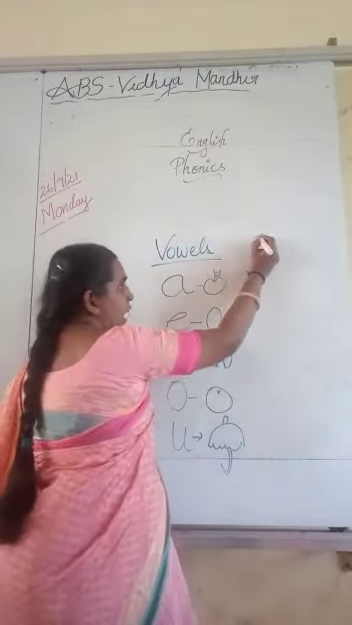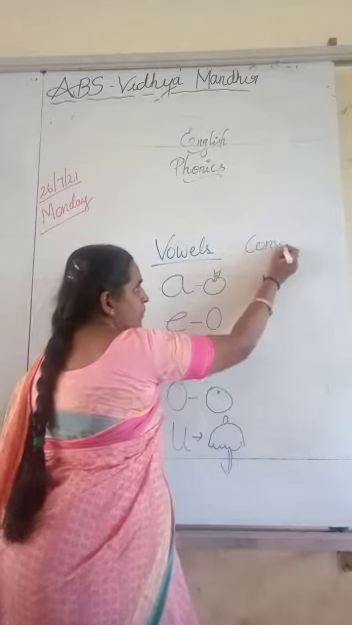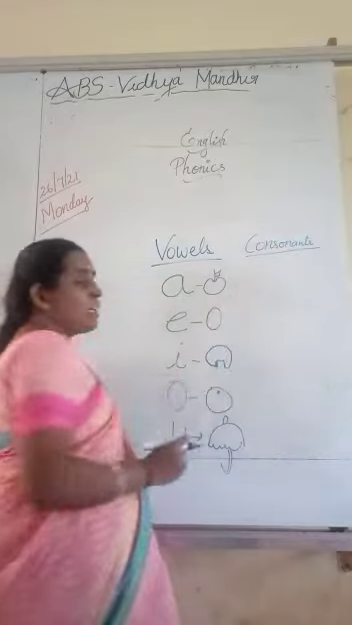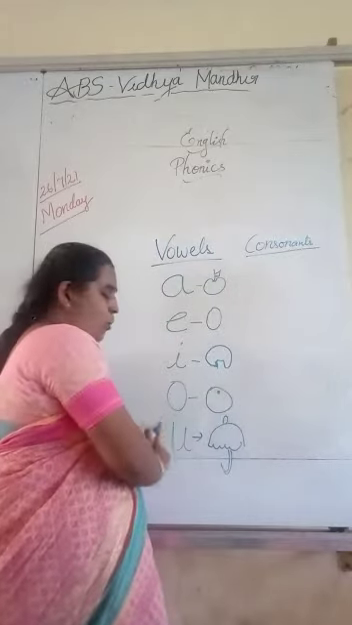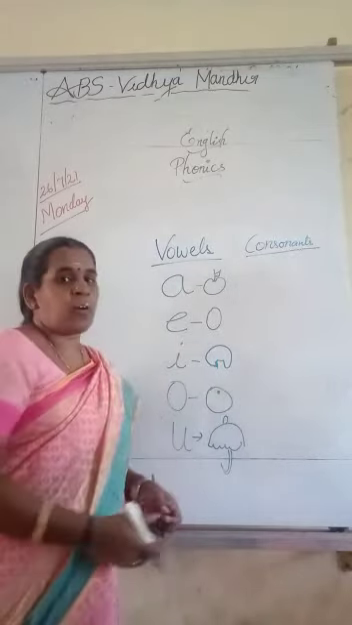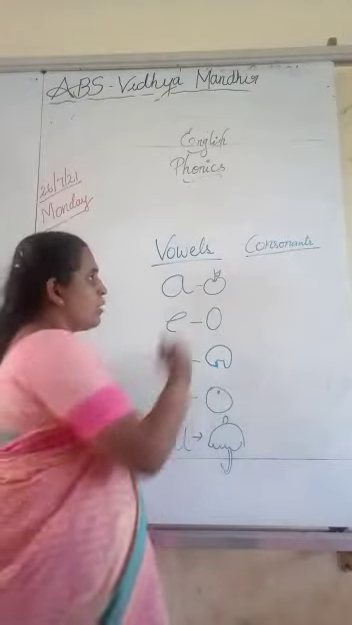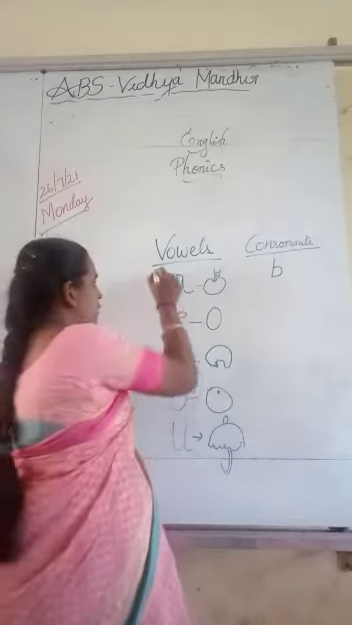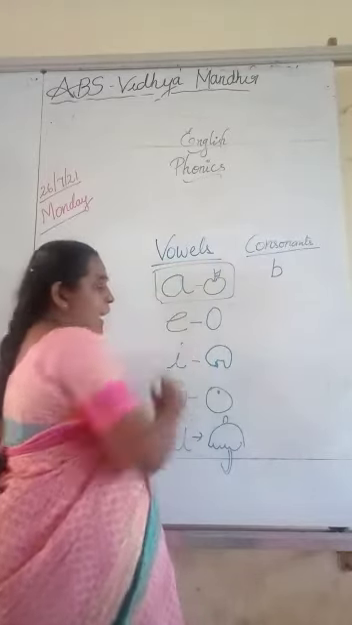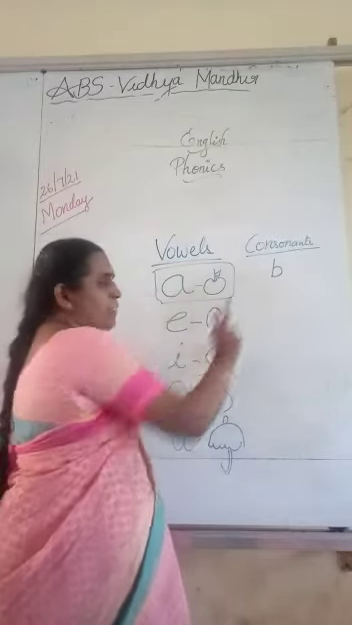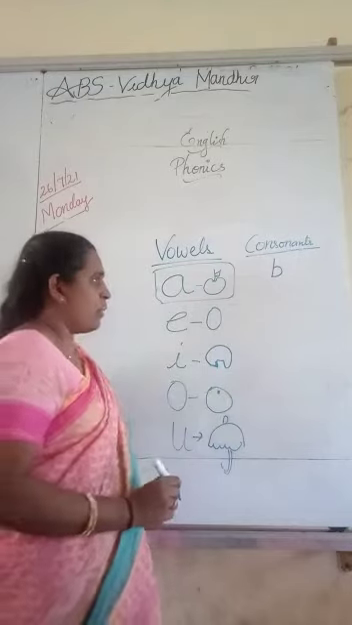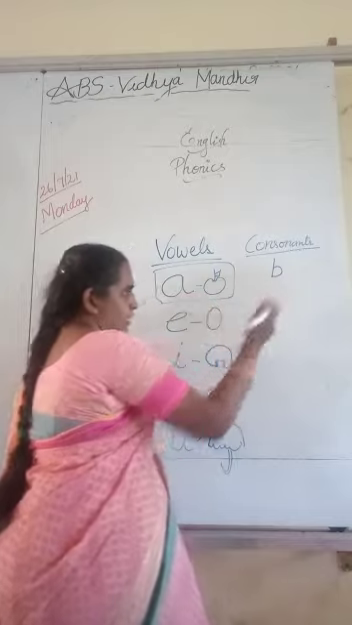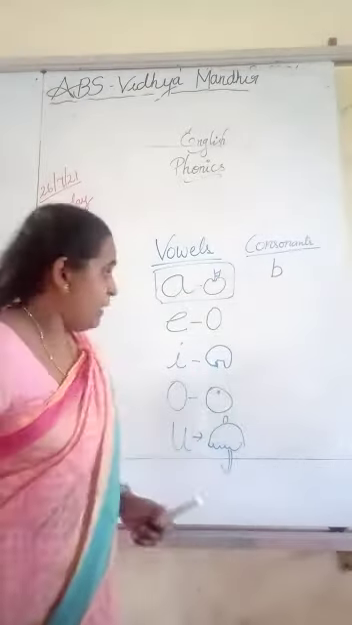Now we are going to blend with consonants. What are the consonants? Leaving A, E, I, O, U, the remaining letters are called consonants. So the first consonant is B. Today I am going to teach you only the A letter blending with the consonant sound. So now A and B. How to blend the vowel and consonant?